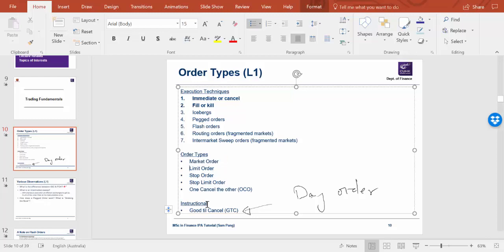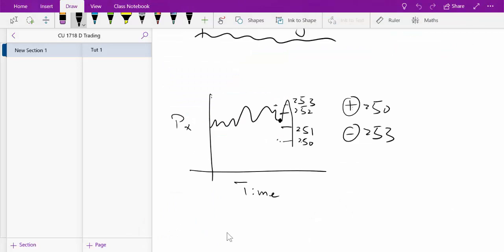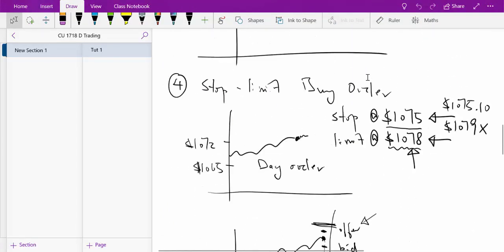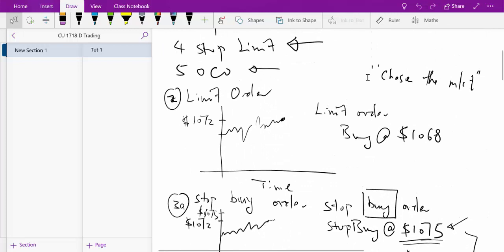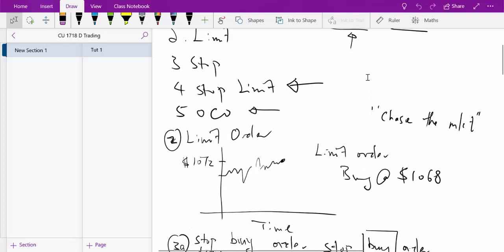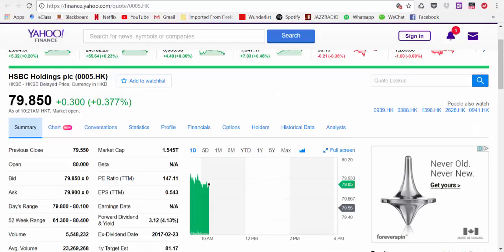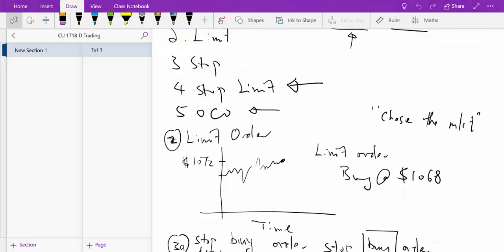Now limit order is something like this. Okay, so let's say I was using Google as an example, but I can switch over to HSBC. So now it's trading at 79.85. Right? It's really not moving. When I want it to move, it doesn't move. But maybe later it will. 79.85 is the price right now for HSBC.